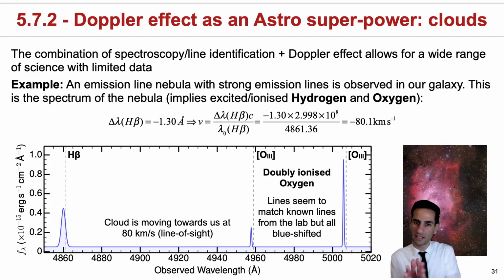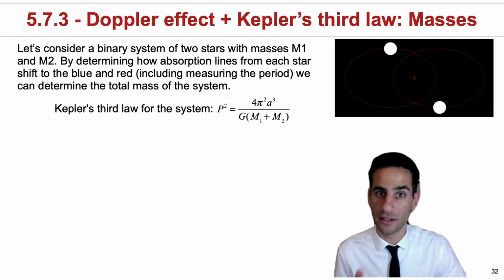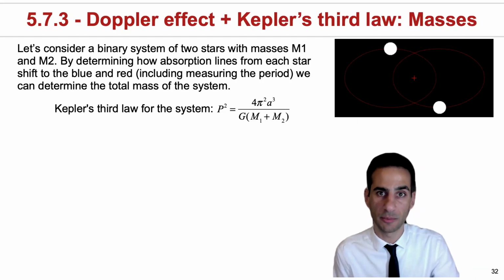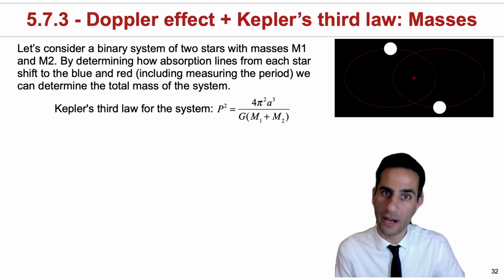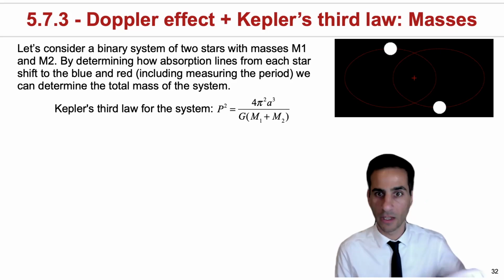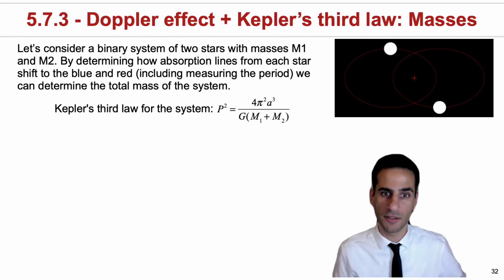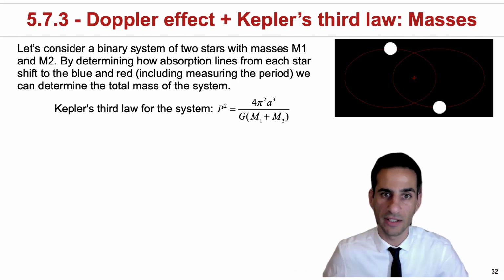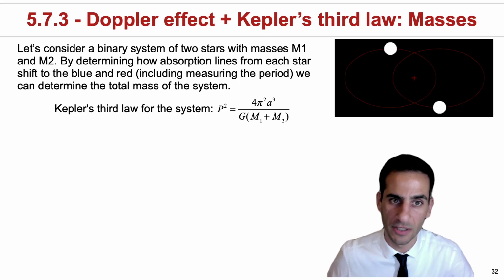This is a very simple example of how you can determine the dynamics, or essentially any relative speeds of different objects. Another example of application of the Doppler effect is when we combine it with Kepler's third law to determine masses of binary systems. You'll find all the details in the lecture notes, where you can also have a look at some of the most important steps that you need to take.